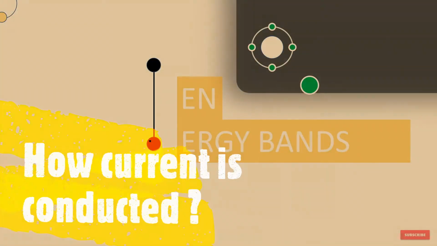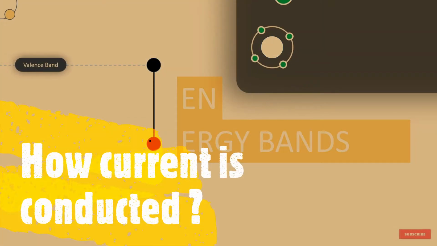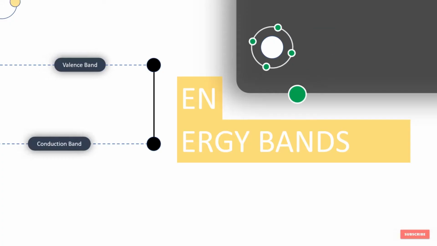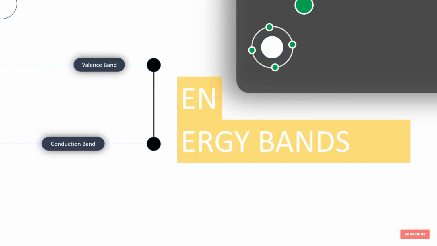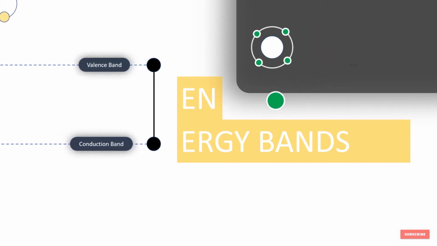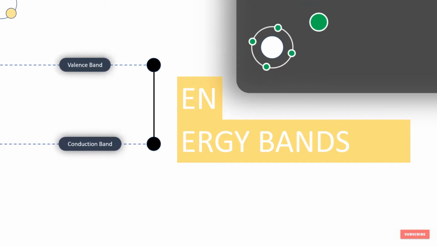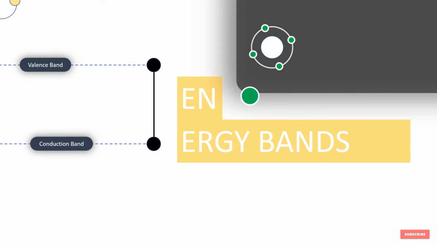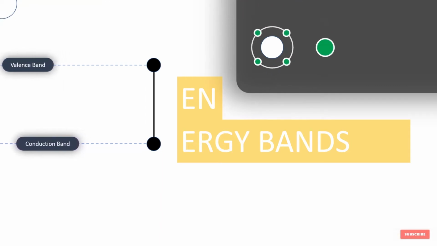I mentioned conductivity. How is current conducted, and how does this diode mechanism produce light? To answer these questions, we need to know about valence band and conduction band. Before going into the conduction and valence band, we must have a solid understanding of orbitals and shells. Pause the video if you want. Assuming you have some good understanding of shells and orbitals, let us get into the explanation.